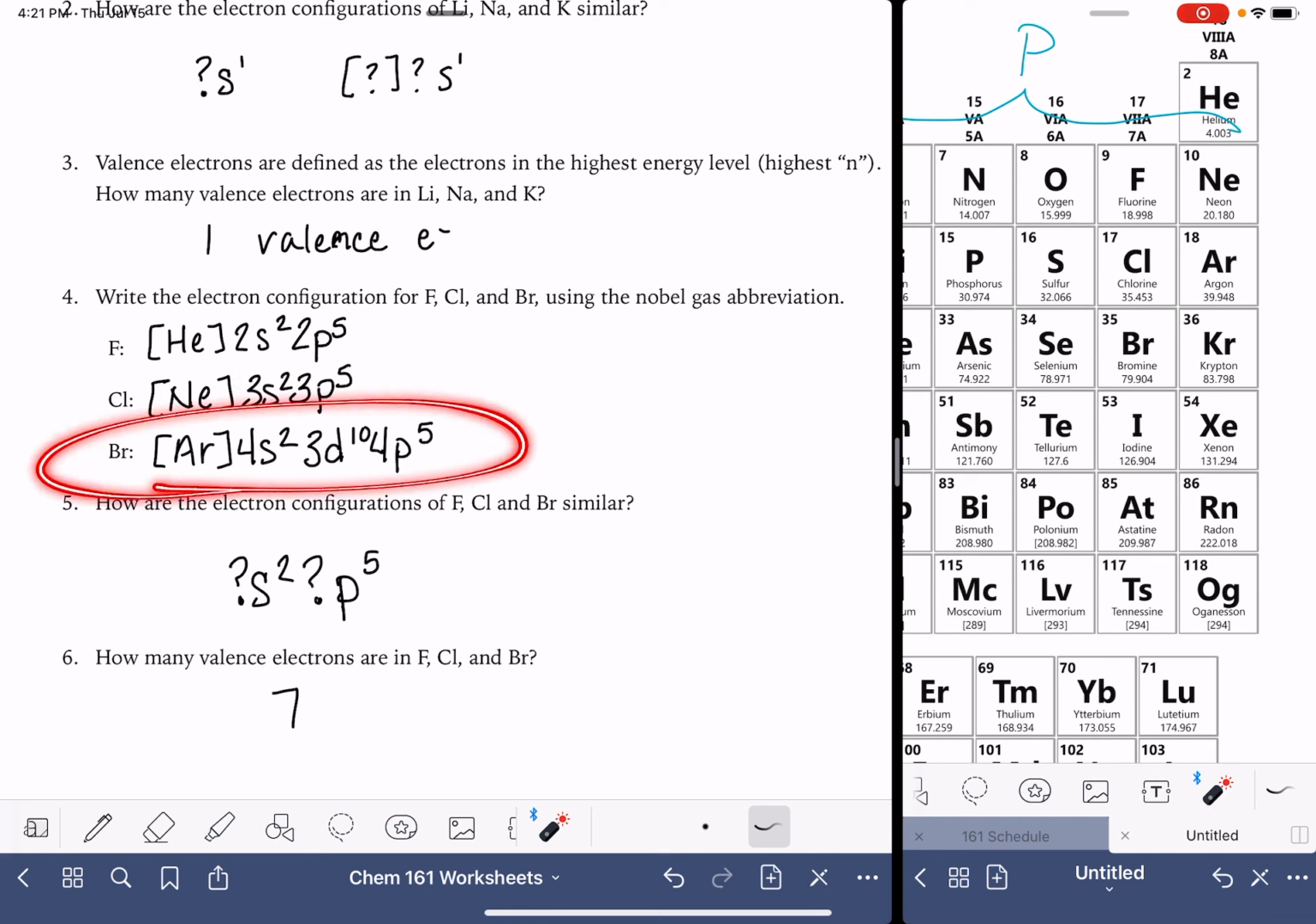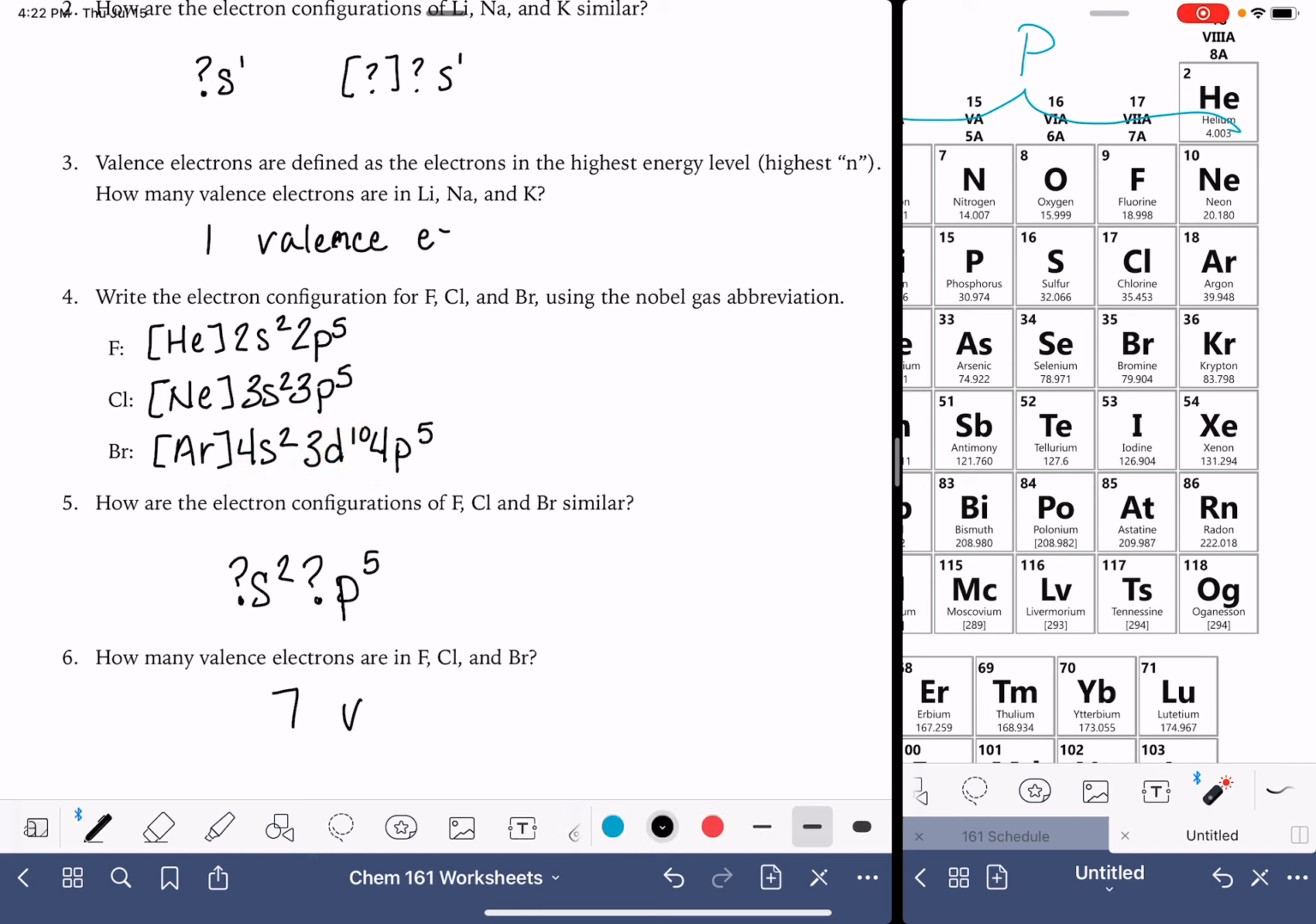For bromine, this sometimes confuses students because sometimes they just want to add all of these numbers up together and say 17. But remember, we only want to pay attention to the electrons that are in the highest n. So in this case, the 4s and 4p, that is also 7 valence electrons.